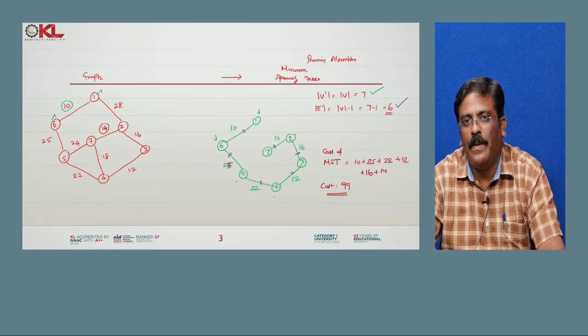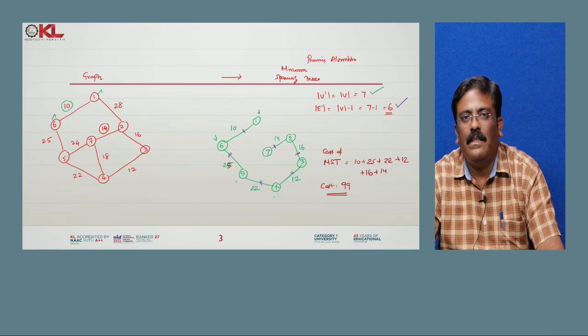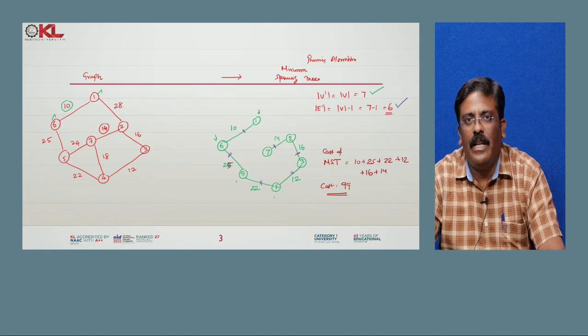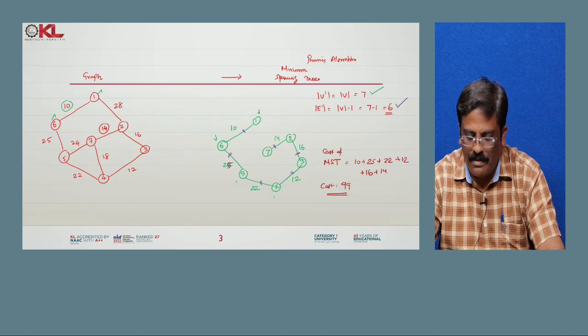So how did Prim's algorithm start? The seed vertex is selected from the given graph as the vertex holding the least weight among all the given edges.